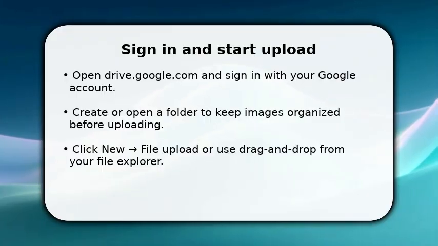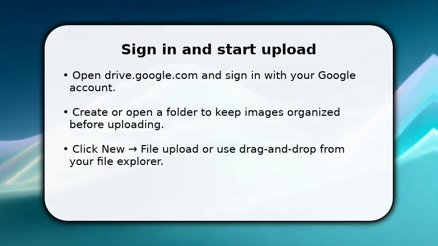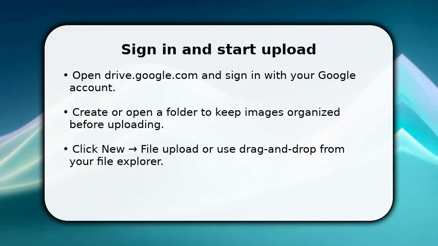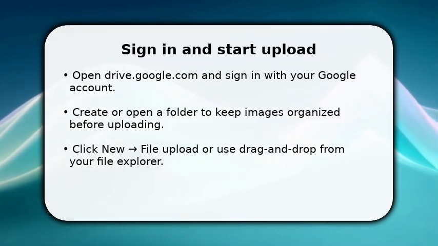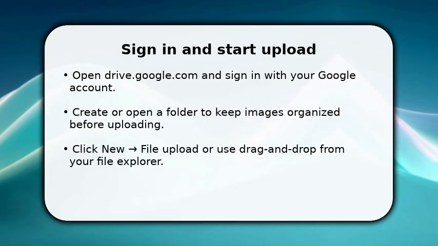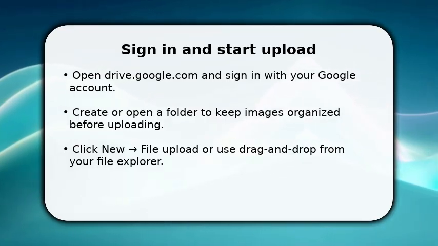You're signed in, so start by opening Google Drive and navigating to the folder where you want images stored. This keeps files organized and searchable. Once there, click New and choose File Upload, or simply drag and drop images from your desktop into the browser window. Do this for single files or select multiple items at once. Uploading into a dedicated folder helps with sharing and backup.